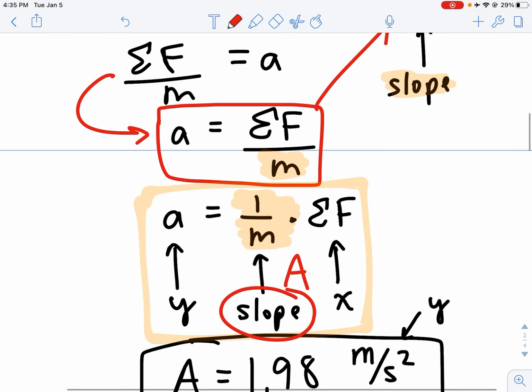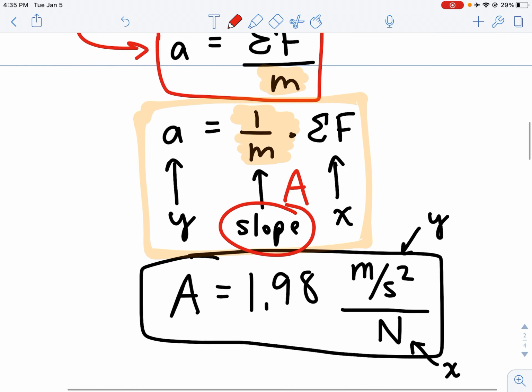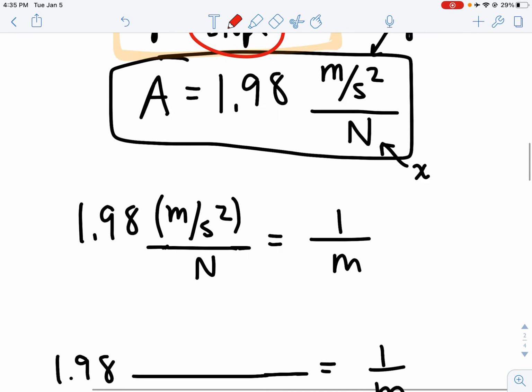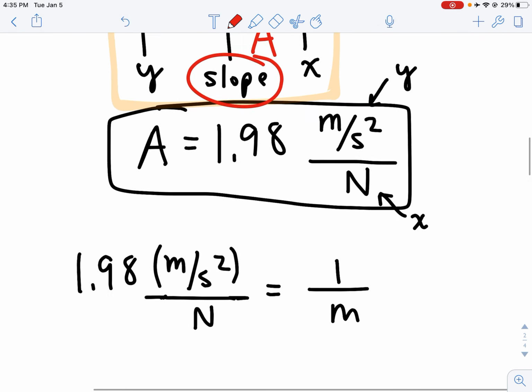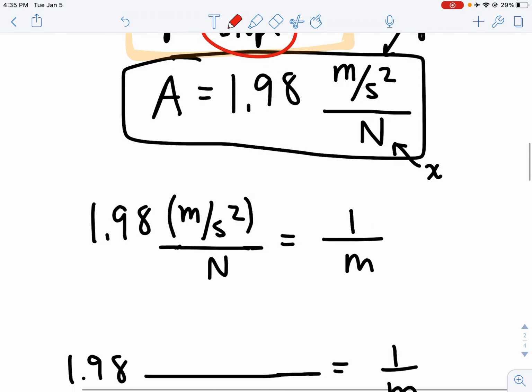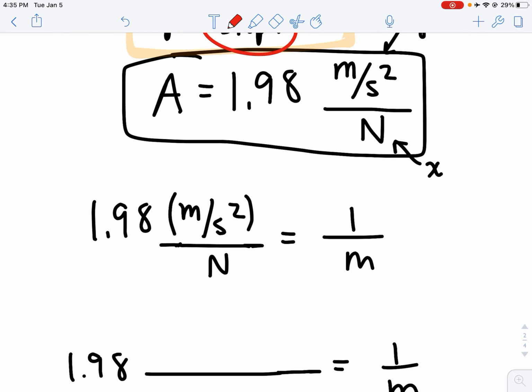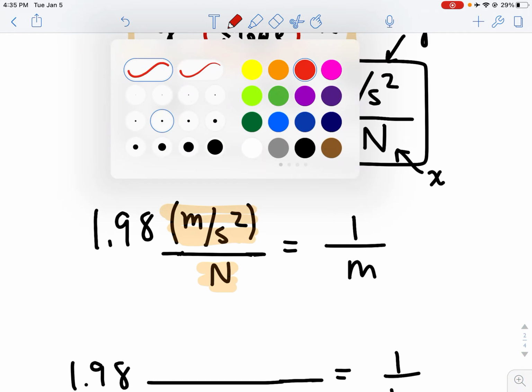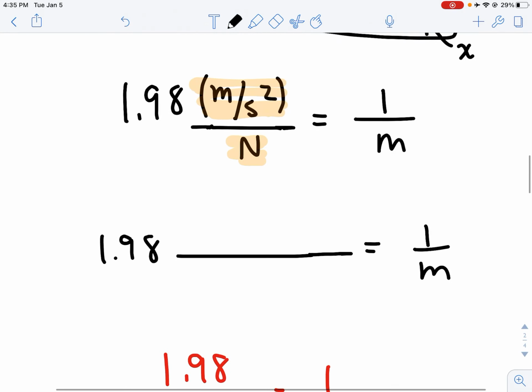So we can set that value equal to 1 over m. 1.98 meters per second squared per Newton. We set that equal to 1 over m, because 1 over m is our slope. All right, now this is a little bit hairy because we've got a fraction inside of another fraction. So let's do a little bit of math to get rid of those, that's the fraction within a fraction.